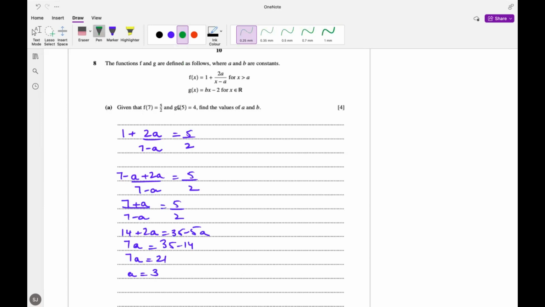We have been also given that gf of 5 equals to 4. So first we'll find gf of x. To find gf of x, in the function g, in place of x, I'll replace the function f. And as we already have the value of a, we can write f of x is equals to 1 plus 2 times 3, which is 6, upon x minus 3. So this will become b into 1 plus 6 upon x minus 3 minus 2. And as it is given that gf of 5, in place of x, we'll write 5 and put it equals to 4.